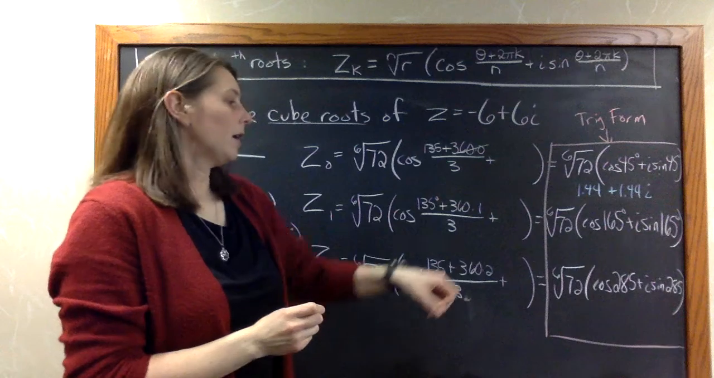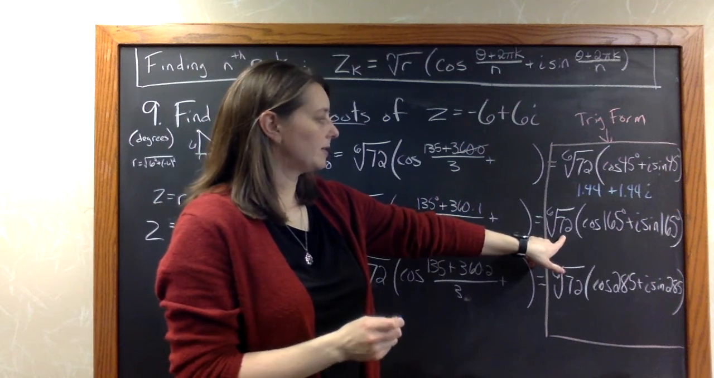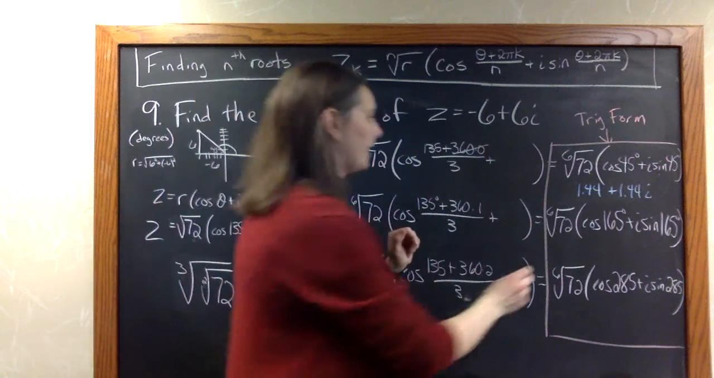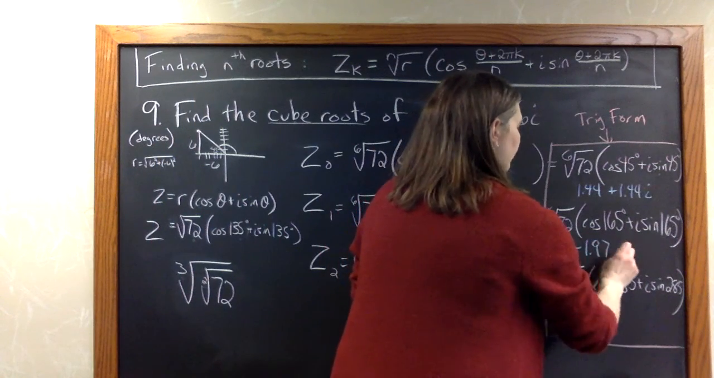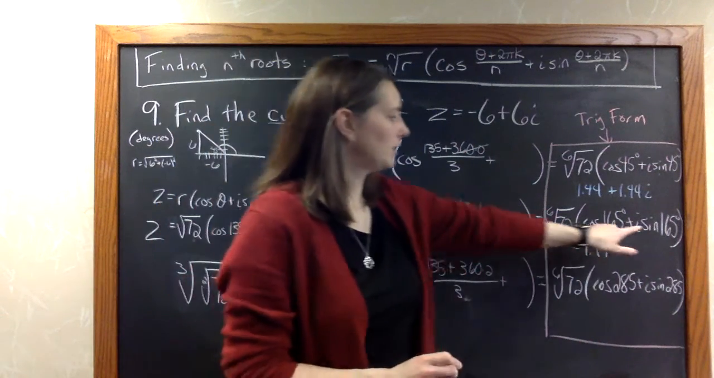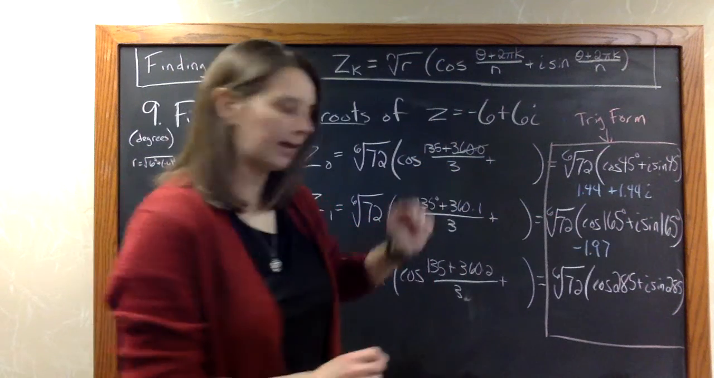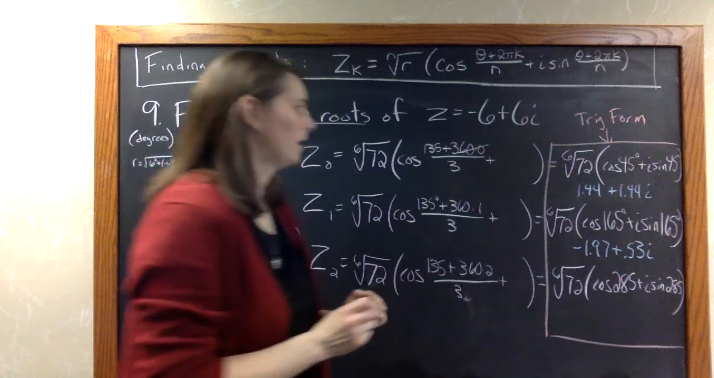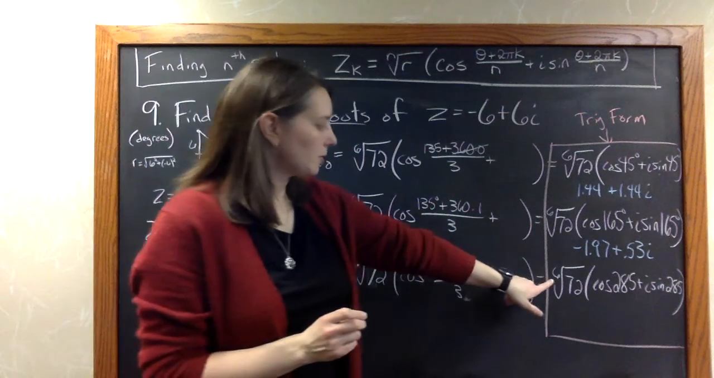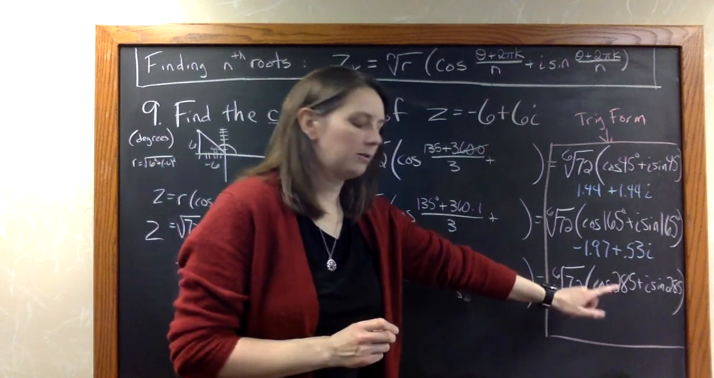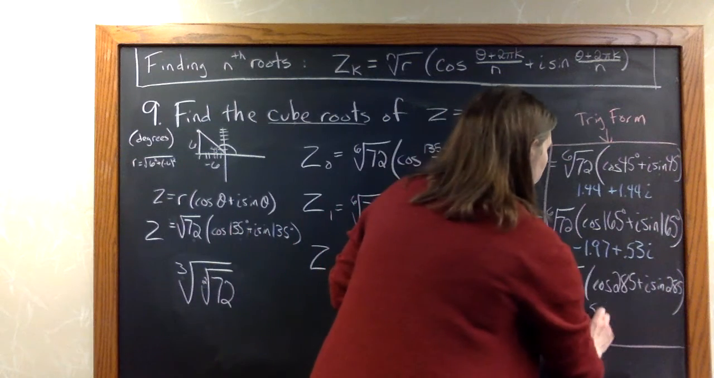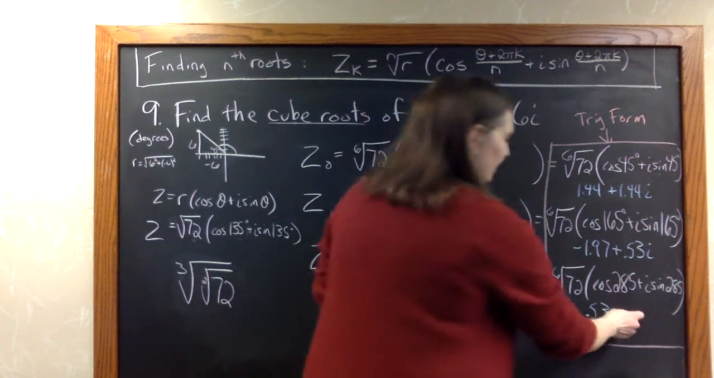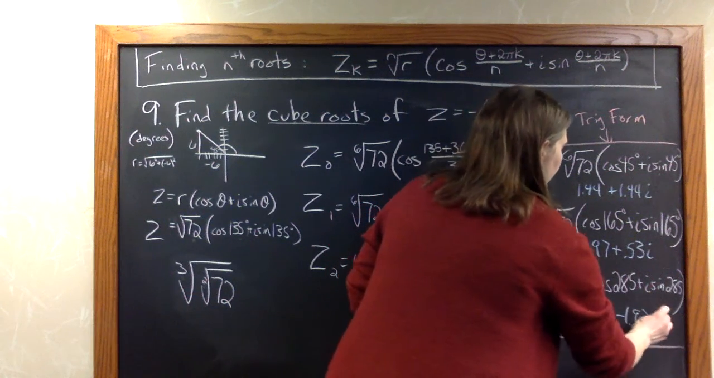Okay? On the next one, in your calculator, you're going to do the 6th root of 72 times cosine of 165. Make sure you're in degree mode. You should get negative 1.97. And then the 6th root of 72 times the sine of 165. I wrote that down, 0.53. All right, and then the last one, the 6th root of 72 times the cosine of 285, 0.53. And then the 6th root of 72 times the sine of 285 is negative 1.97i.